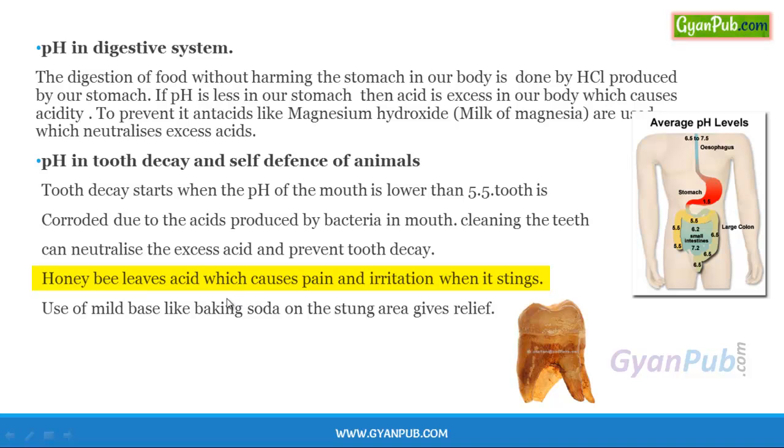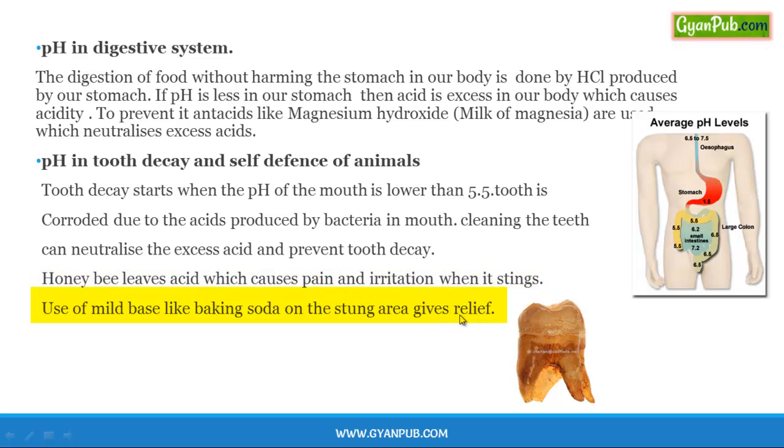There are some plants which also have self-defense, and honeybees also leave acids. To neutralize this acid in our body, we use mild bases like baking soda on the stung area, which gives relief. The baking soda, which is a base, neutralizes the acid and gives relief from the pain. So the pain is less if we apply a mild base to the acid.